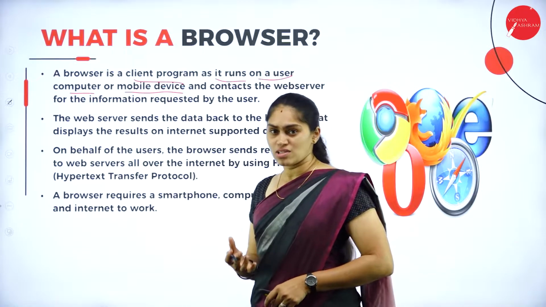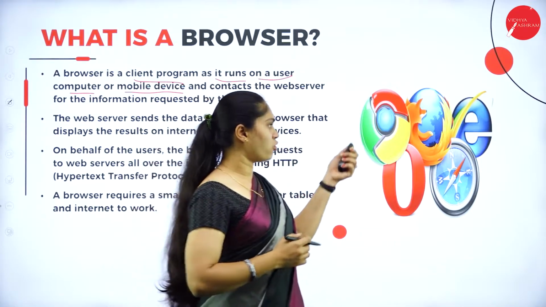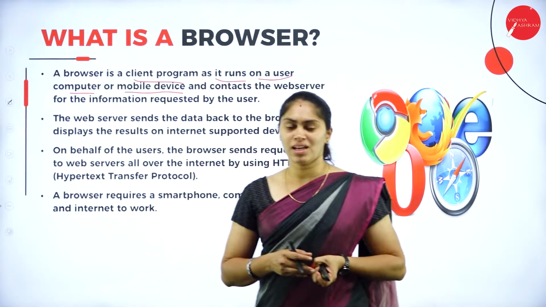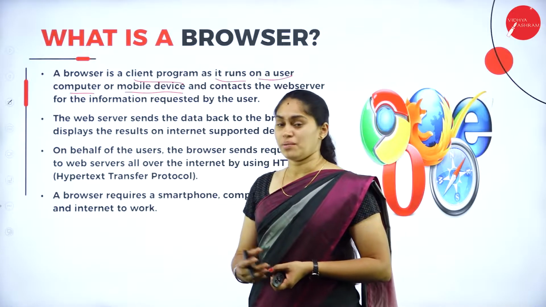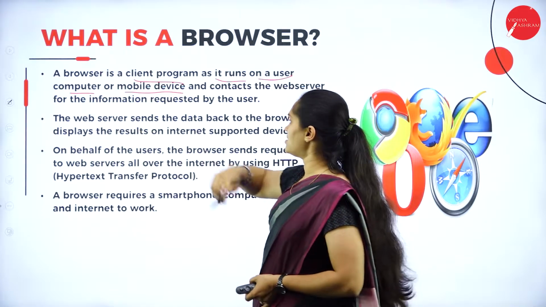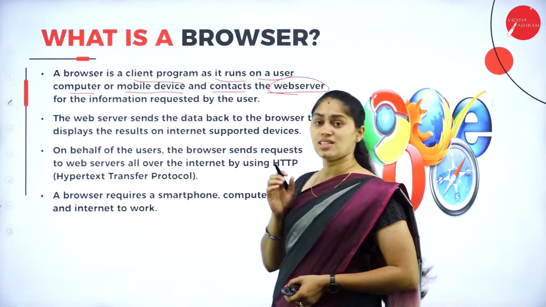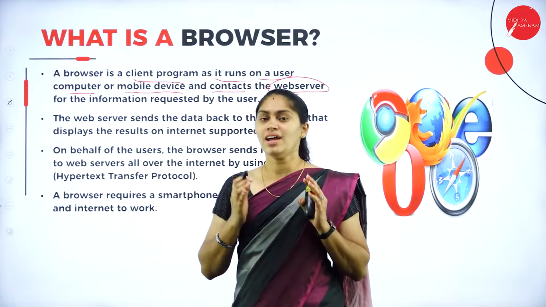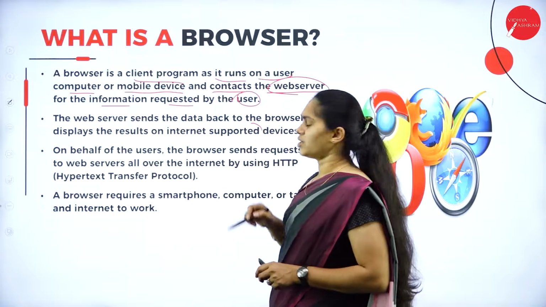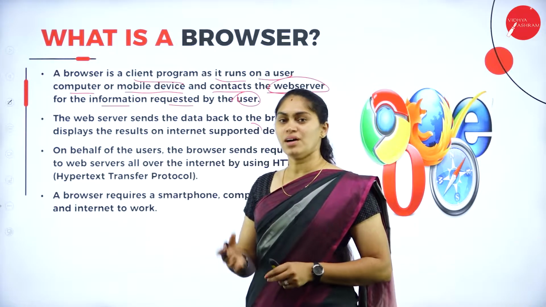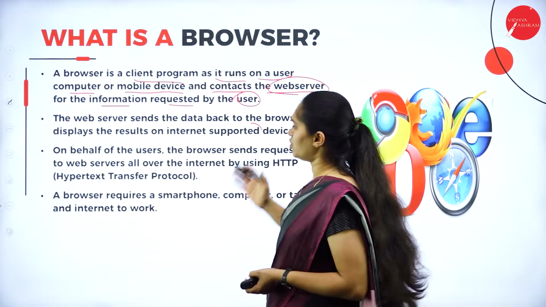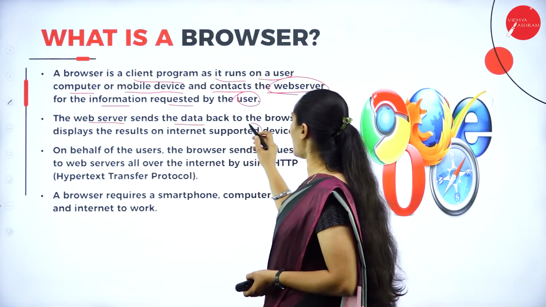So what browsers do we have? You can see the examples. We have Chrome, Firefox and Internet Explorer, and also Opera Mini. All these are examples of browsers. The browser runs on the mobile or on the computer system and contacts the web servers. The server holds the information or a website and the information requested by the user. Whatever information is requested by the user, the browser fetches the data on behalf of the user, so that the web server sends the data back to the browser.